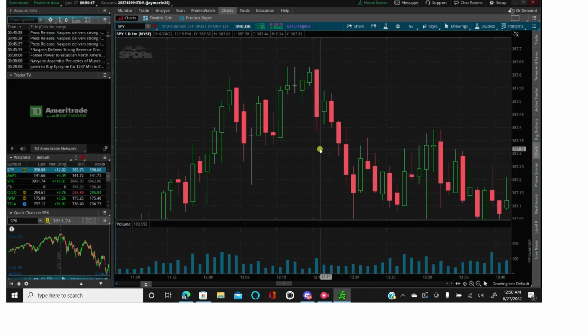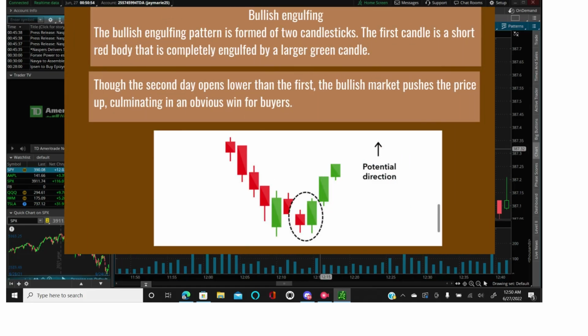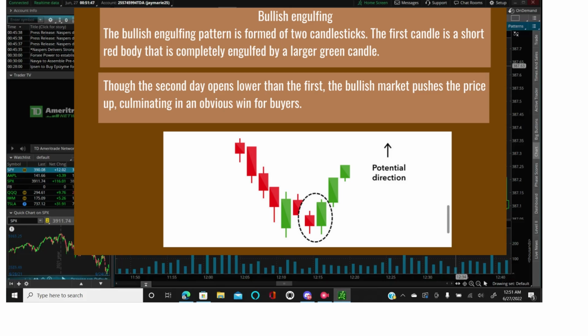The first one that we'll go over is the bullish engulfing. An engulfing candle is one of the most popular candles. You'll see these a lot throughout your chart. The bullish engulfing pattern is formed of two candlesticks. The first candle is a short red body that is completely engulfed by a larger green candle. As you can see in the picture, the green candle is bigger than the red candle in front of it, and it's engulfing it. It's like it's eating it. It's way bigger, just hovering over that little red candle.